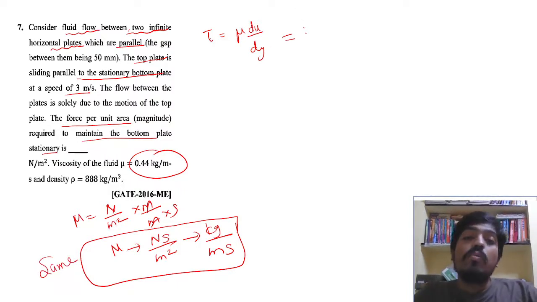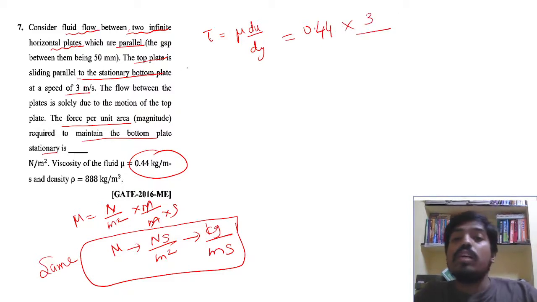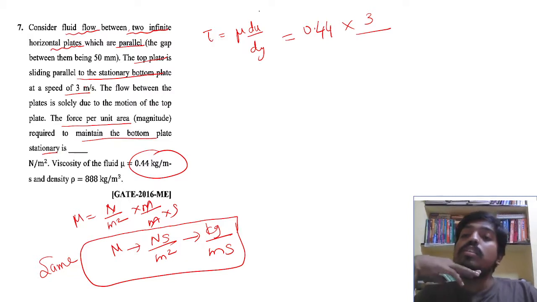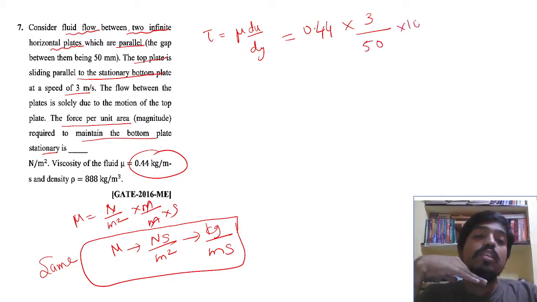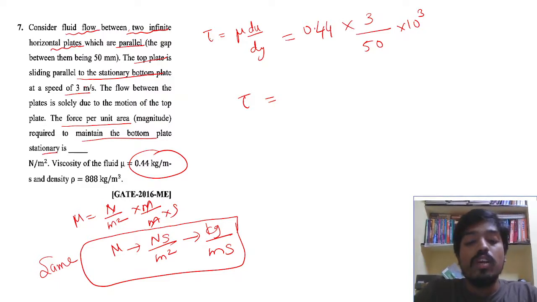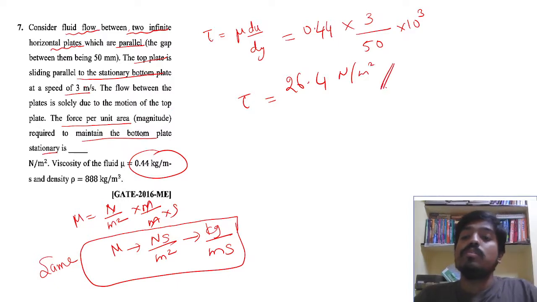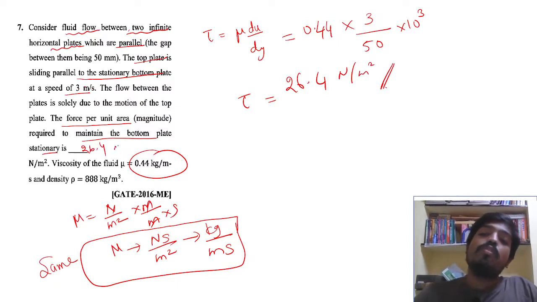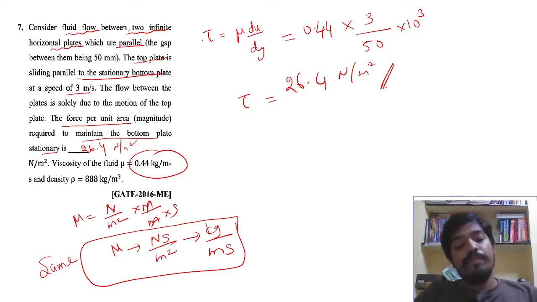So 0.44 into what is the velocity? Velocity is equal to 3. What is the distance? The gap is 50 into 10 to the power of 3. Correct? So the tau value, which is force per unit area, is equal to shear stress only, divided by 50 into 1000. 26.4 Newton per meter square. So the answer is 26.4 Newton per meter square.